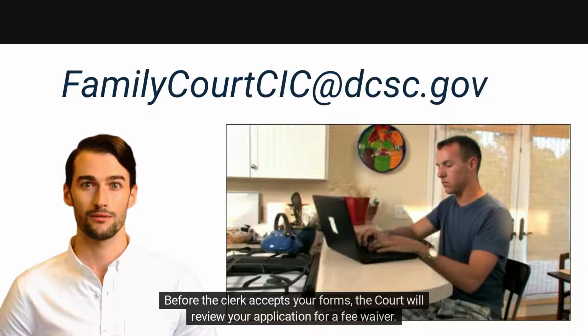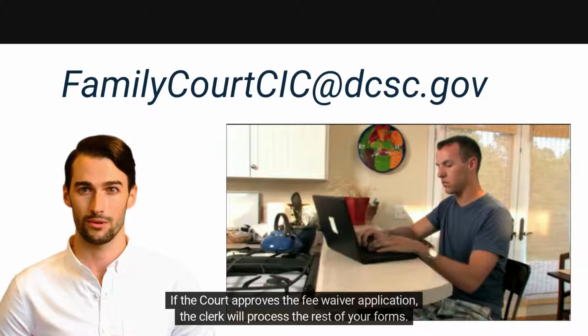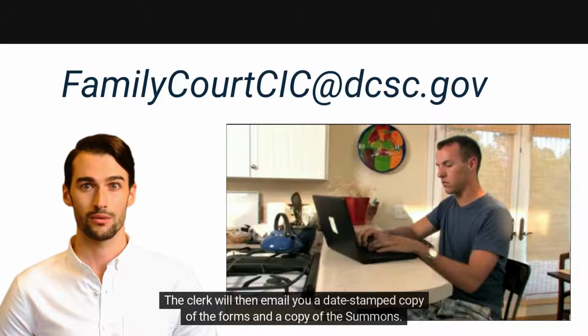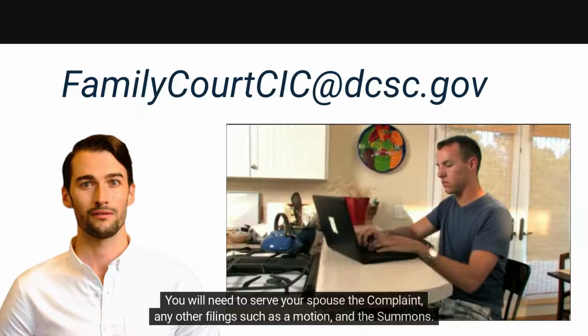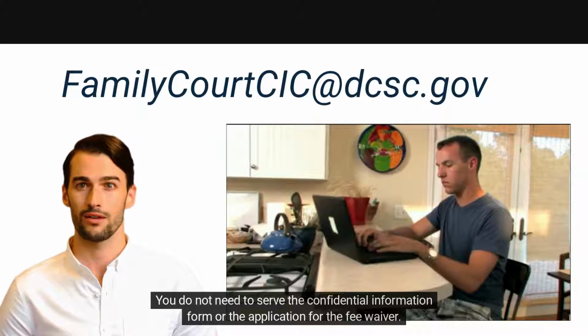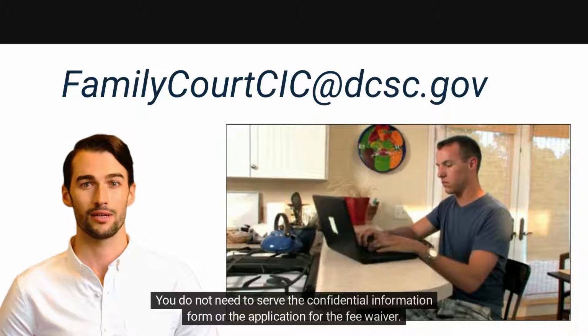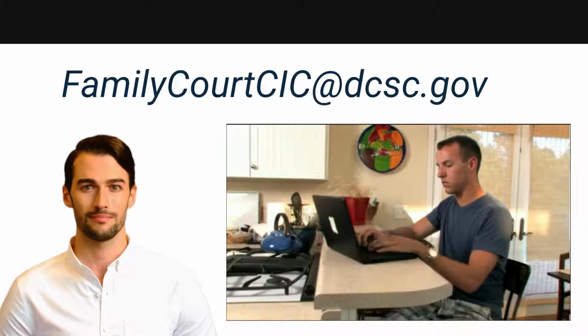Before the clerk accepts your forms, the court will review your application for a fee waiver. It will either be approved or denied. If the court approves the fee waiver application, the clerk will process the rest of your forms. The clerk will then email you a date-stamped copy of the forms and a copy of the summons. You will need to serve your spouse the complaint, any other filings, such as a motion, and the summons. You do not need to serve the confidential information form or the application for the fee waiver. Again, the court will provide a case number, assign a judge, and set an initial hearing date.